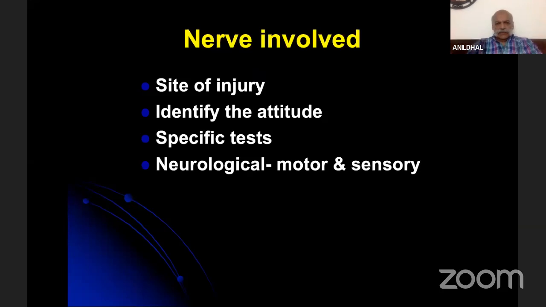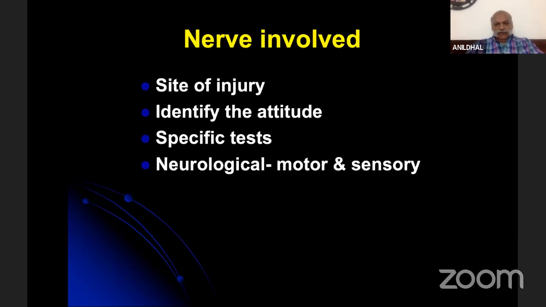Well, as far as how to decide which is the nerve involved, having been an examiner for quite a few years, I've always taken care to keep a simple single nerve injury case in the exam, because we do not want to confuse the candidate, but you may get a multiple nerve injury case also. But here we will talk about how you select the nerve which is involved.